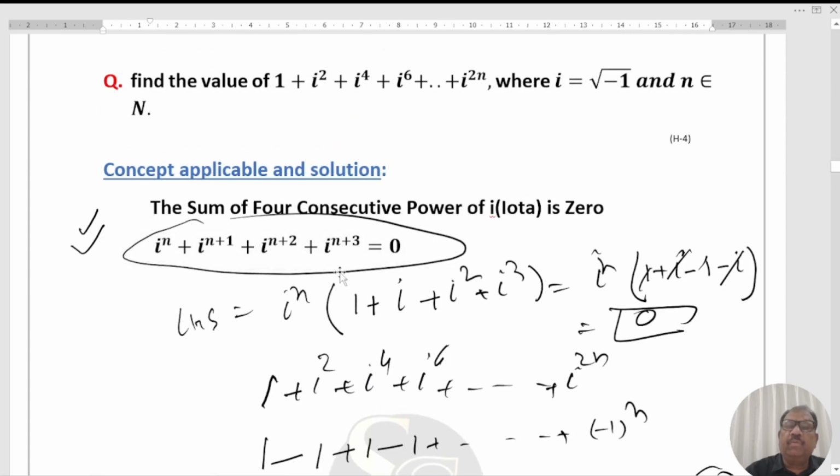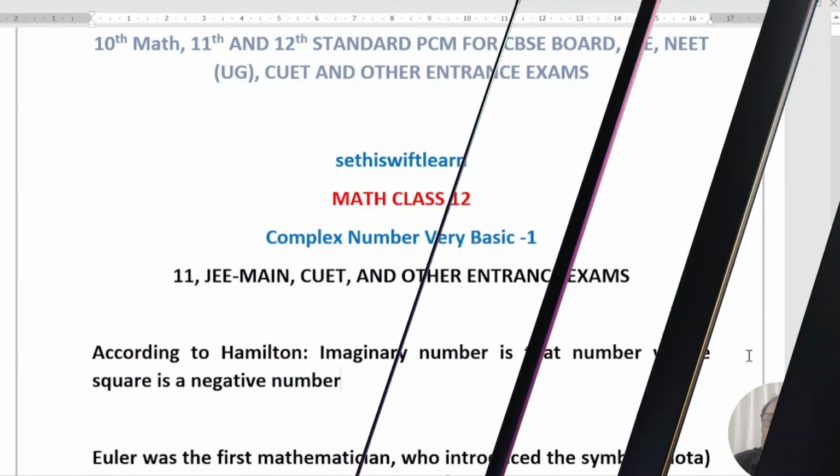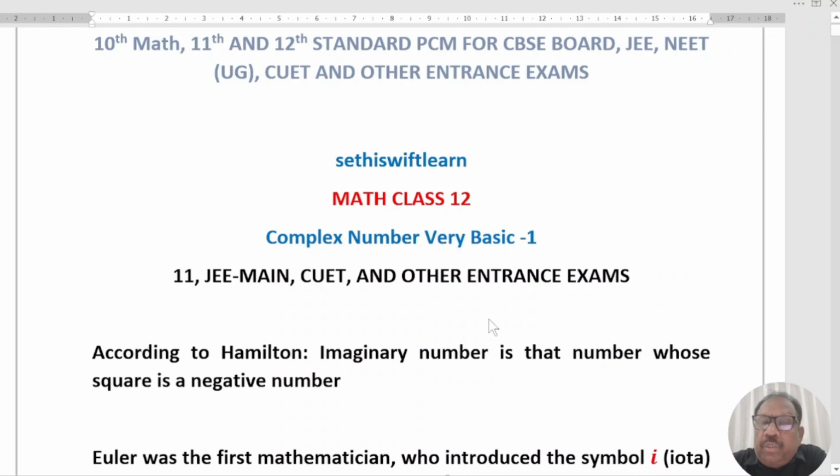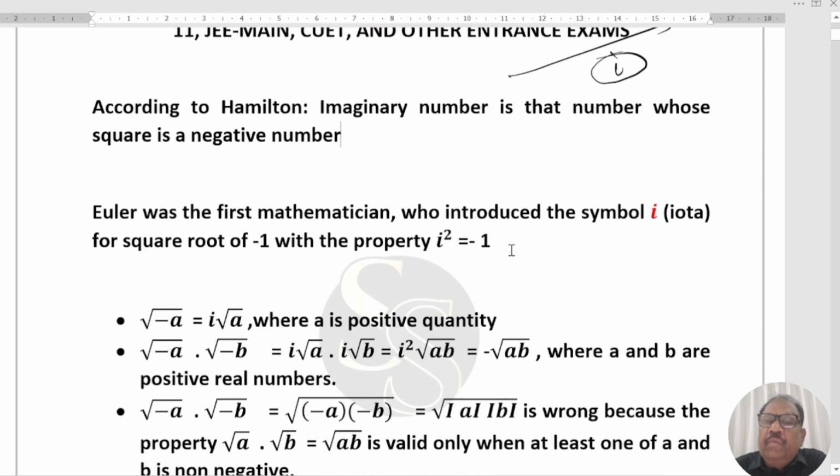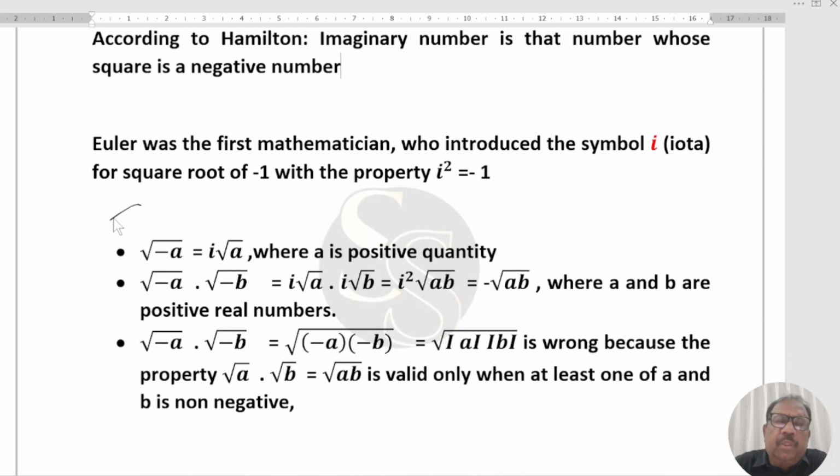And this property is very, very important. Right? Next question. Up to this point in this session, we discussed the very basic properties of iota and their application. If any doubt, please comment.